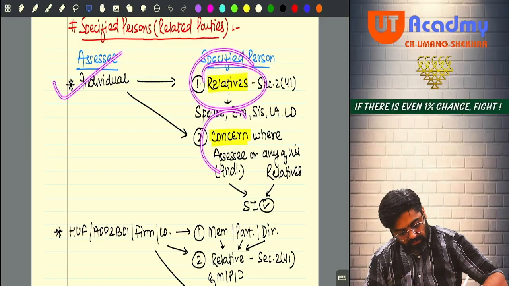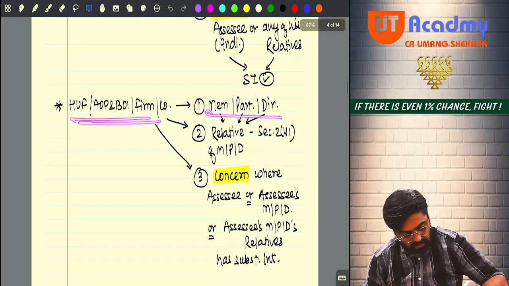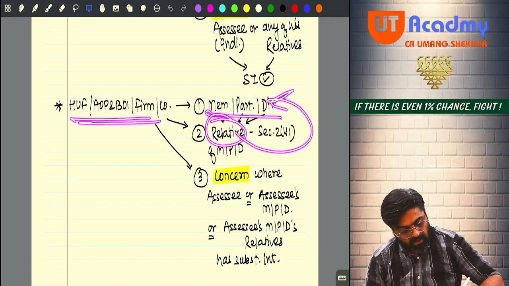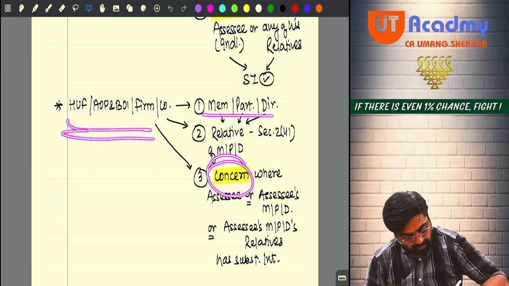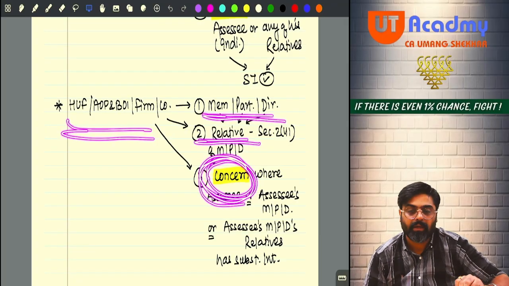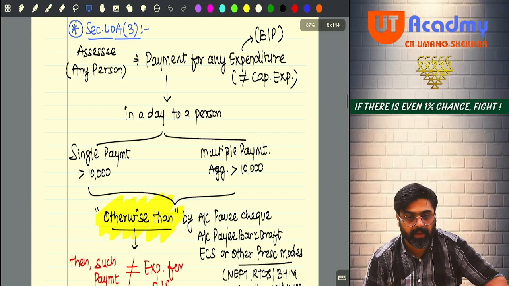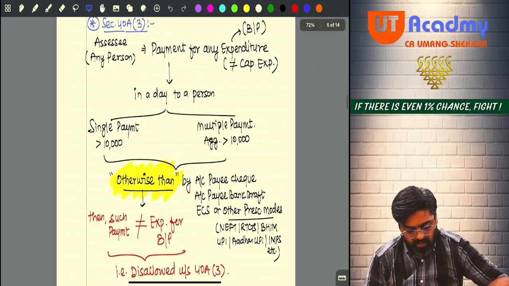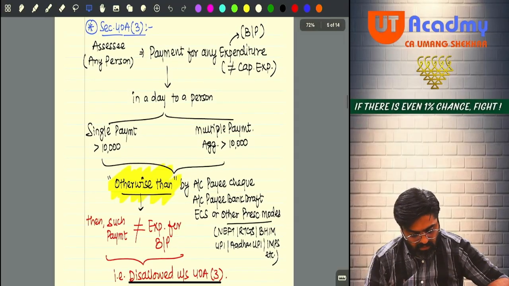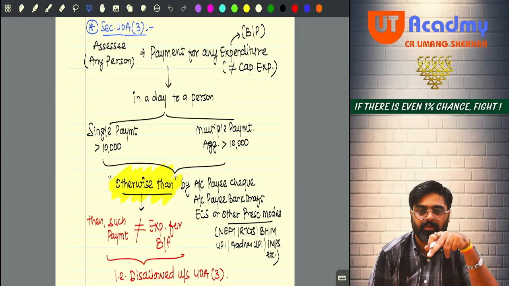Individual, HUF, AOP, BOI, firm, member, partner, director, relative of such member, partner, director, or any concern where the assessee or member, partner, director or any of their relative is having a substantial interest in the concern. Sure? Okay. Now coming to section 40A, subsection 3. If you read this, you will understand that something like this we have already done earlier.